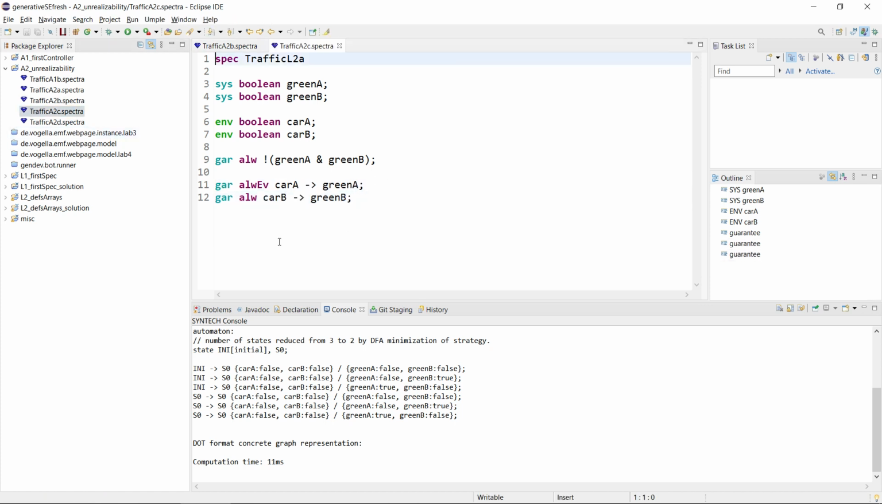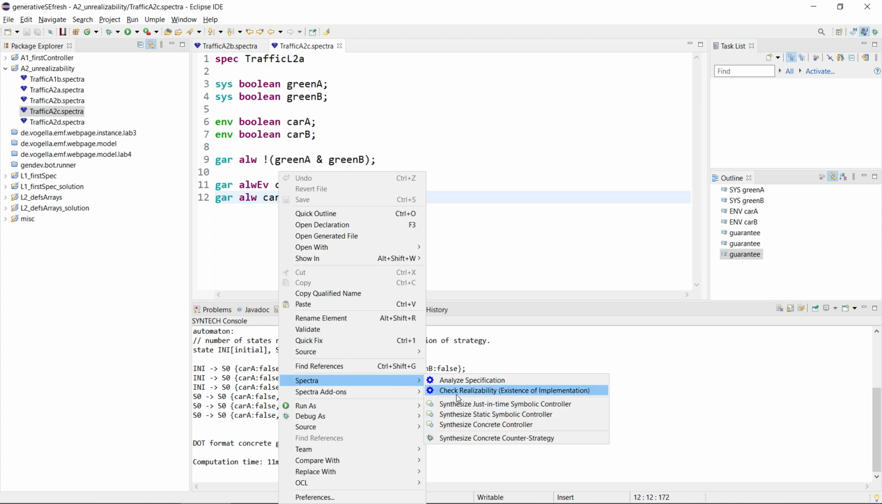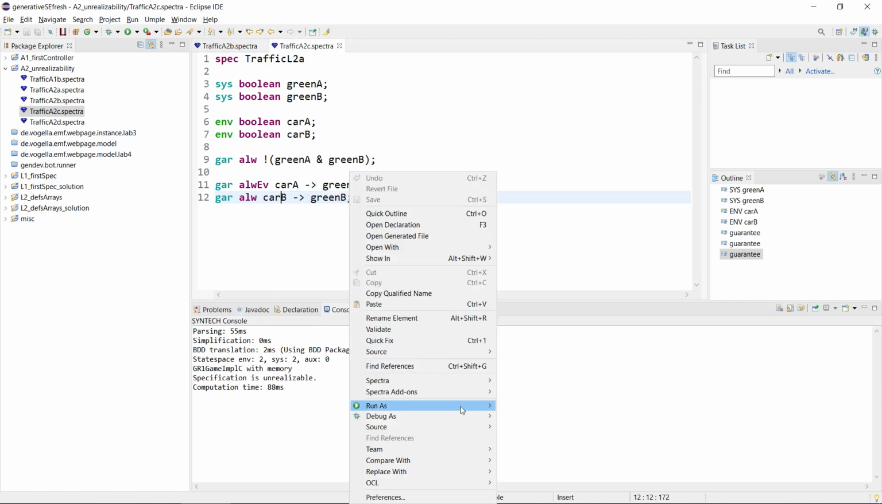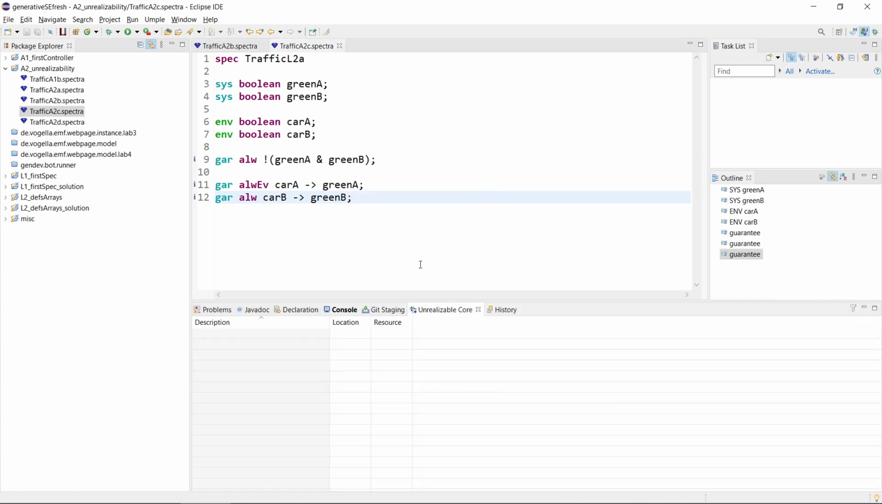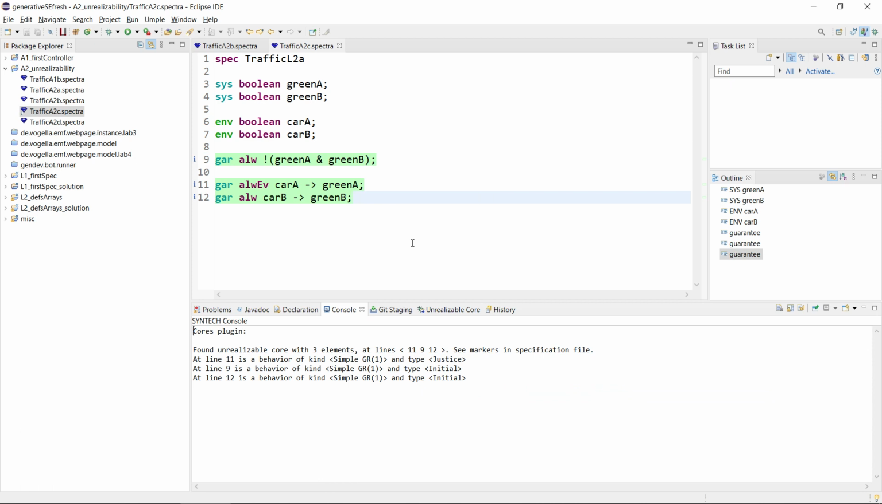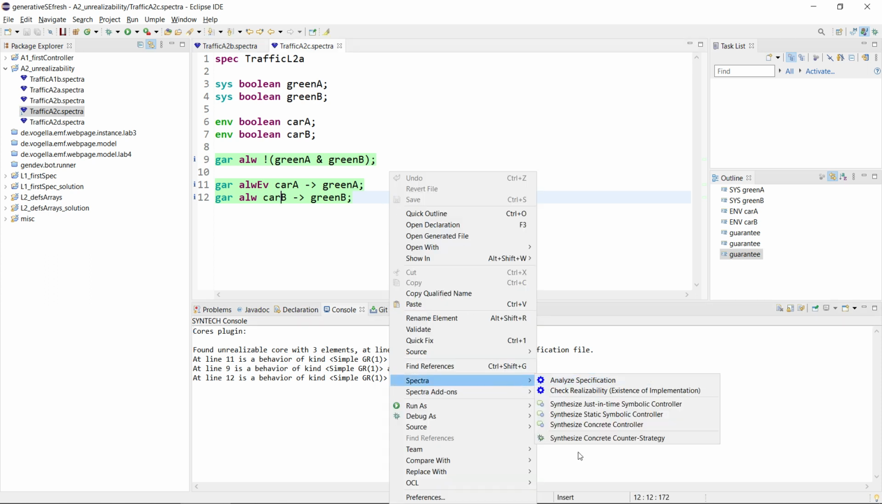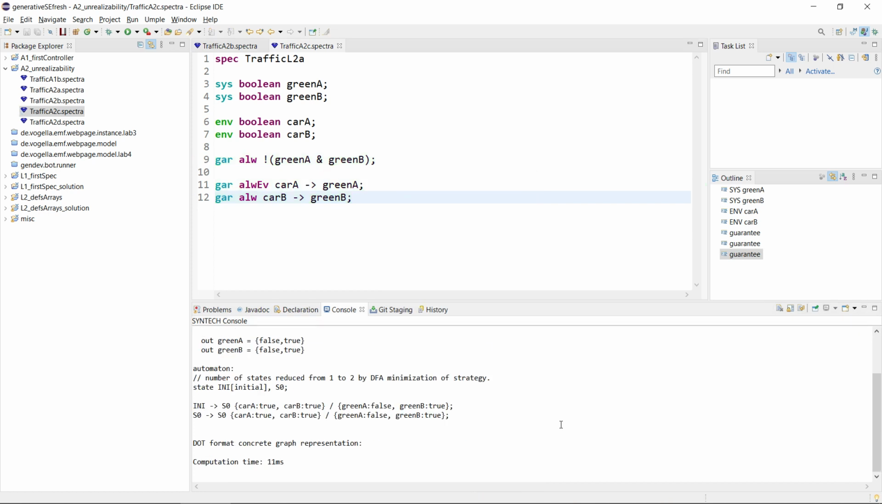Okay, now let's look at the next one. So check realizability again. It's unrealizable. Now let's calculate a core to narrow down the problem. Oh, that doesn't narrow it down so much. It's simply all of the guarantees. So let's see if the counter strategy tells us anything. Well, at least the counter strategy is really simple. The counter strategy would send always a car on A and always a car on B. Now let's see why that would be a problem for any of these guarantees.